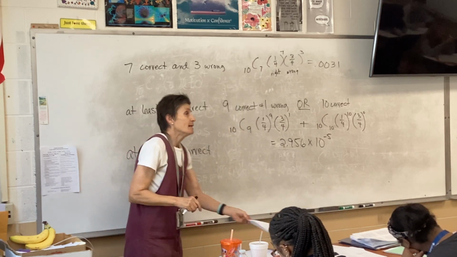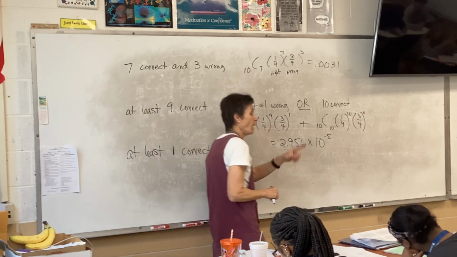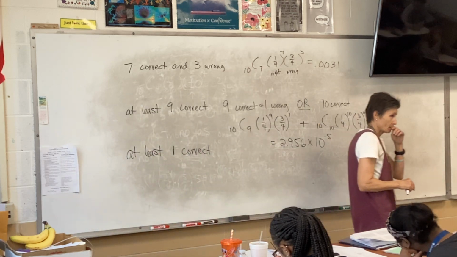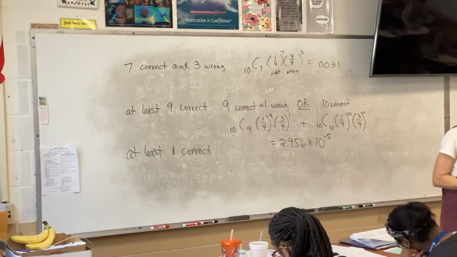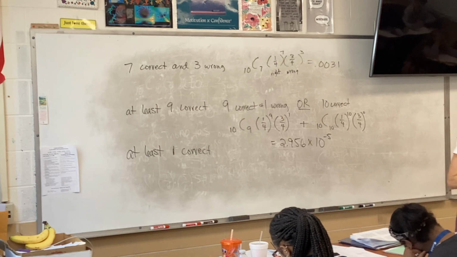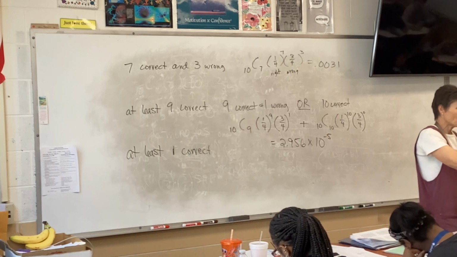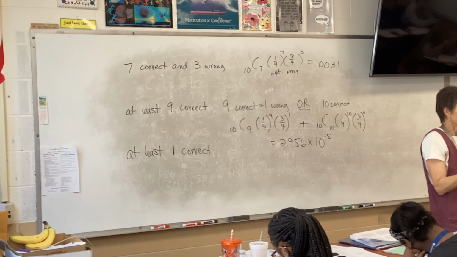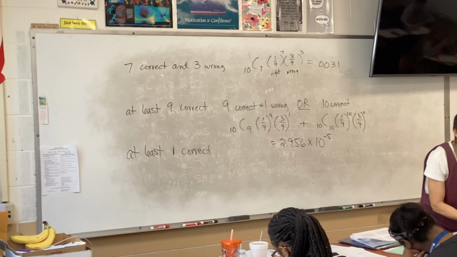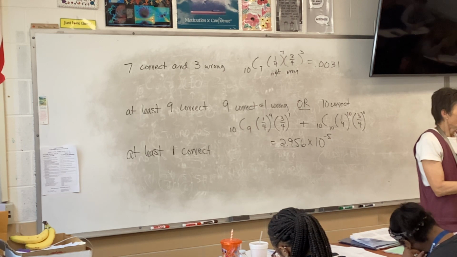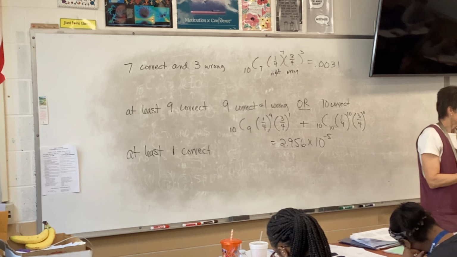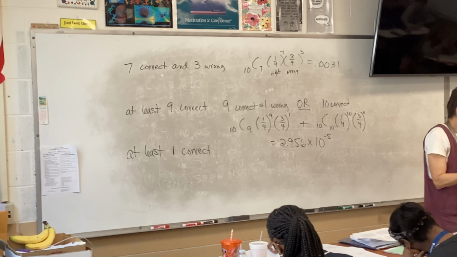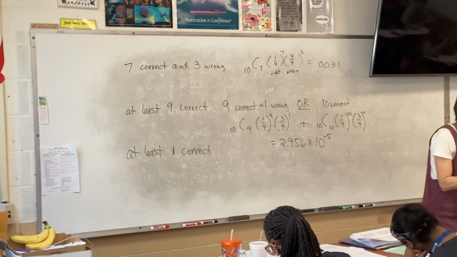All right. At least 1 correct. Oh, this is more like it. So at least one correct means 1 or 2 or 3 or 4 or 5 or 6 or 7 or 8 or 9 or 10, right? What did we just talk about though? 1 minus, all of them wrong, right? Oh, none right.